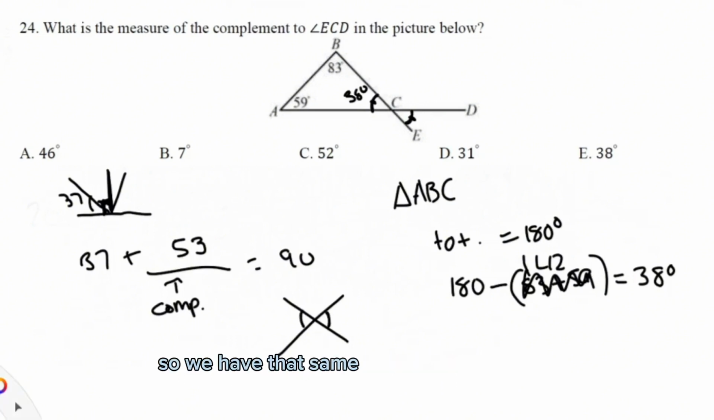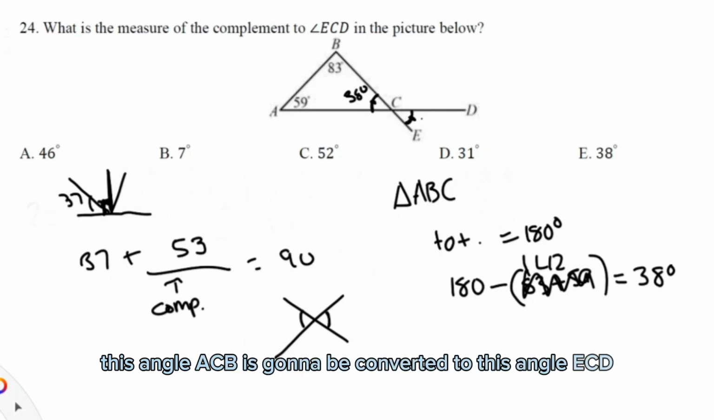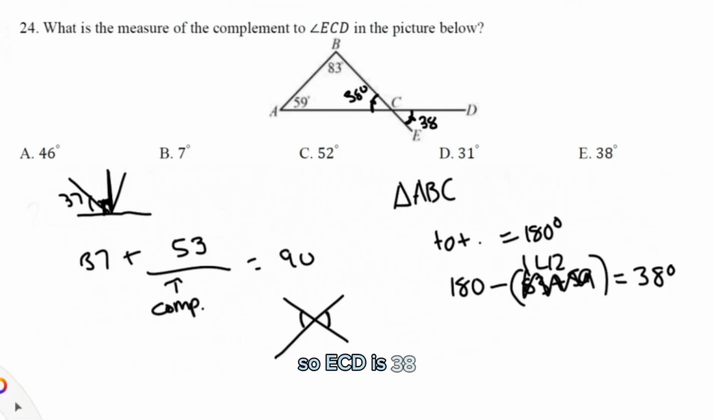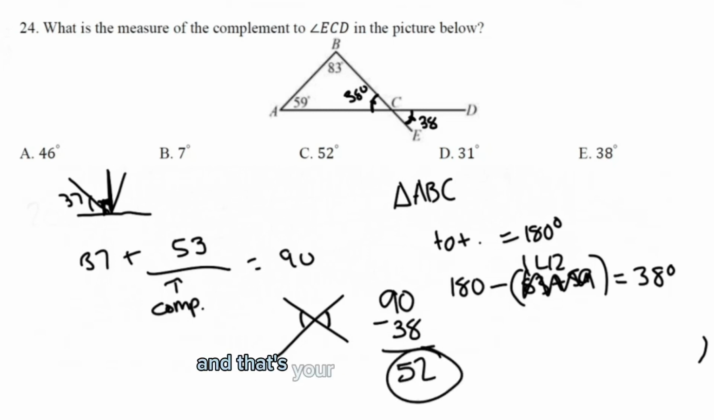So we have that same case here with line BE crossing with line AD, which means this angle, ACB, is going to be congruent to this angle, ECD. So ECD is 38. So now all we have to do is find the complement of 38, because that's ECD. So 90 minus 38 would get us the complement, which is 52, and that's your answer.